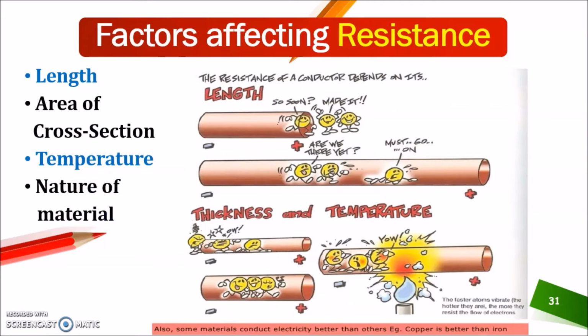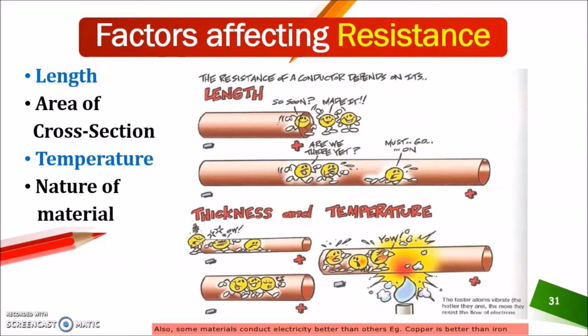Now next is the nature of material. For example, if we take an iron rod, resistance in iron rod is negligible. Okay, and if we take wood, resistance in wood will be much higher. So we can say that resistance is also affected by the nature of material. Okay, so nature of material is also a factor which affects resistance.